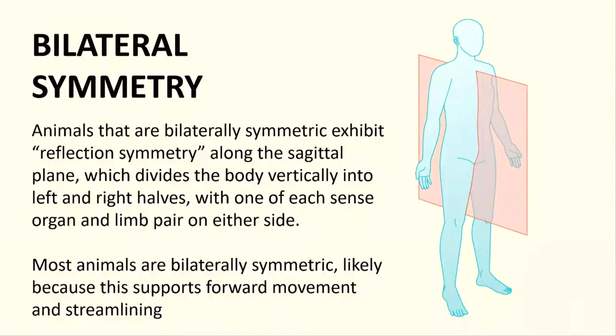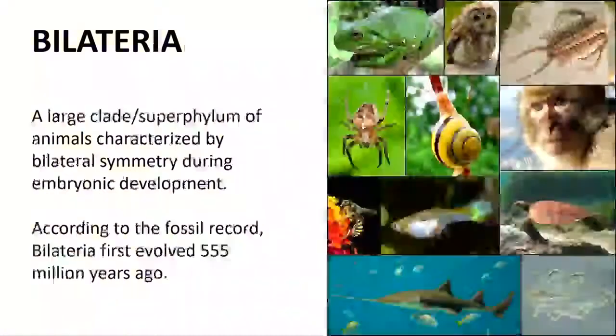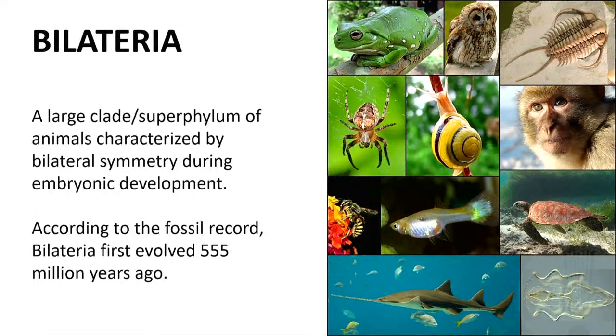In fact, what we have is commonly called bilateral symmetry. Animals that are bilaterally symmetric exhibit reflection symmetry along the sagittal plane, which is demonstrated in this image here on the right. The sagittal plane divides the body vertically into left and right halves with one of each sense organ and limb pair on either side. Most animals are bilaterally symmetric, likely because it supports forward movement and streamlining. In fact, there's an entire clade or superphylum of animals called Bilateria, which we happen to fall in, and it is characterized by bilateral symmetry during embryonic development.